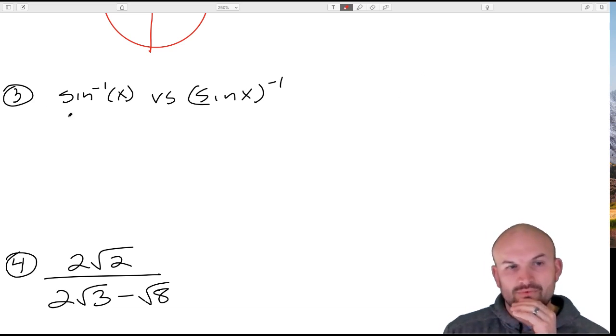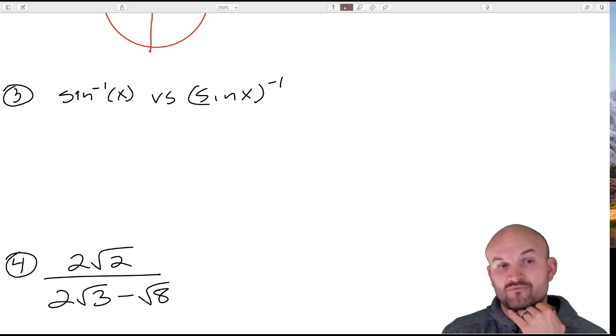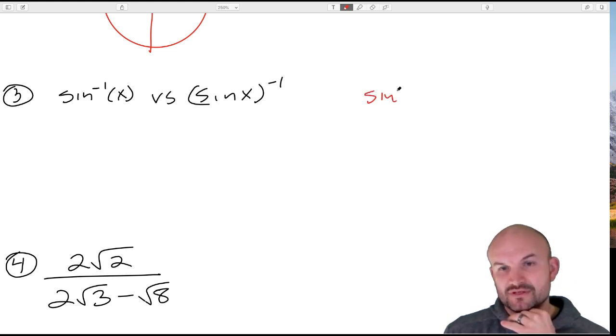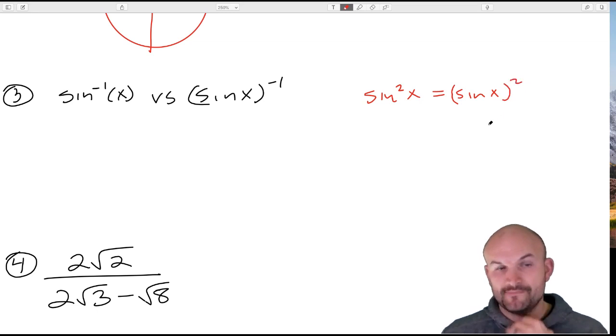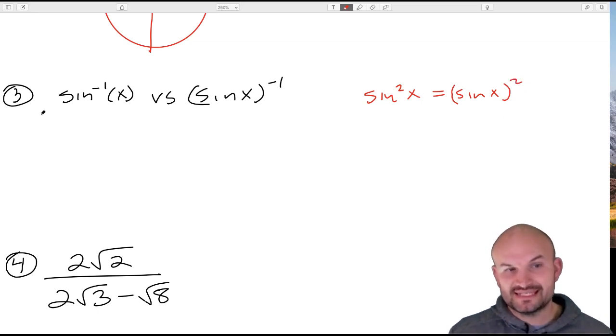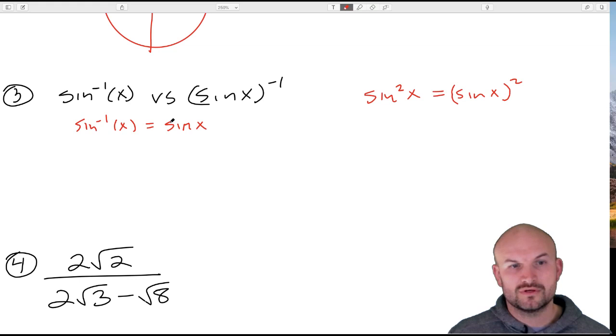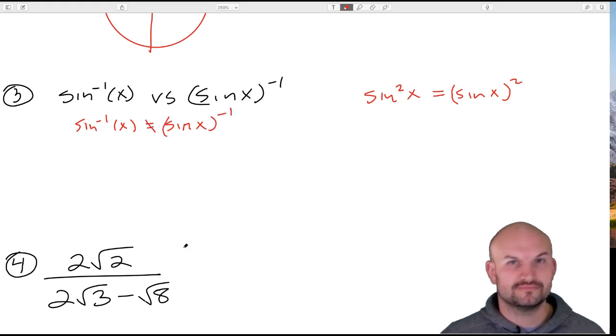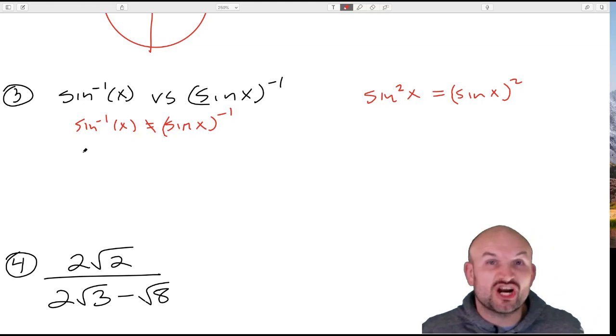When we use inverse notation, this does not represent raising sine of x to the negative first power. But I can see how that's confusing, because when we do sine squared of x, that represents sine of x quantity squared. But sine inverse of x does not equal the sine of x raised to the negative first. So this represents our inverse notation.